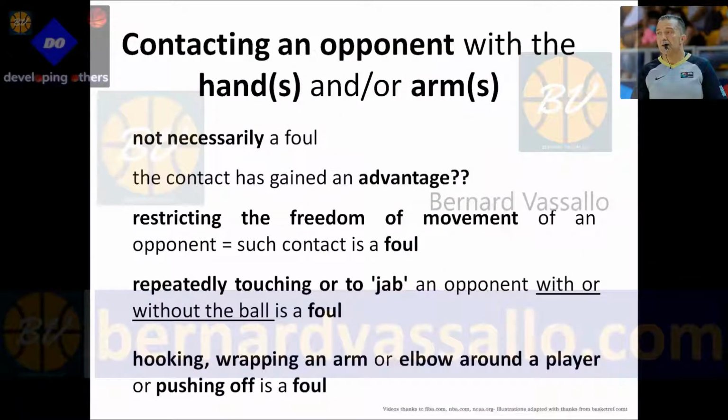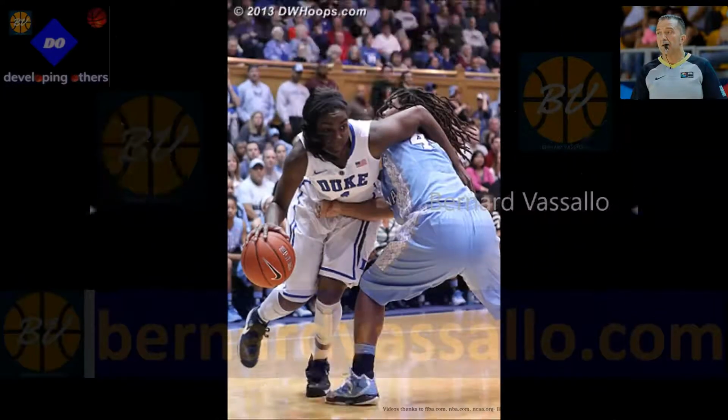However, we must always recognize the fact that contact can also be made by the offensive player and not always by the defensive player. In the case of the offensive player, any hooking, any wrapping over the arms, any elbow around the defensive player in order to obtain an advantage, or any pushing off so that he creates space for himself. Therefore, in all these instances, if this contact is made by an offensive player, then one should deem an offensive foul.